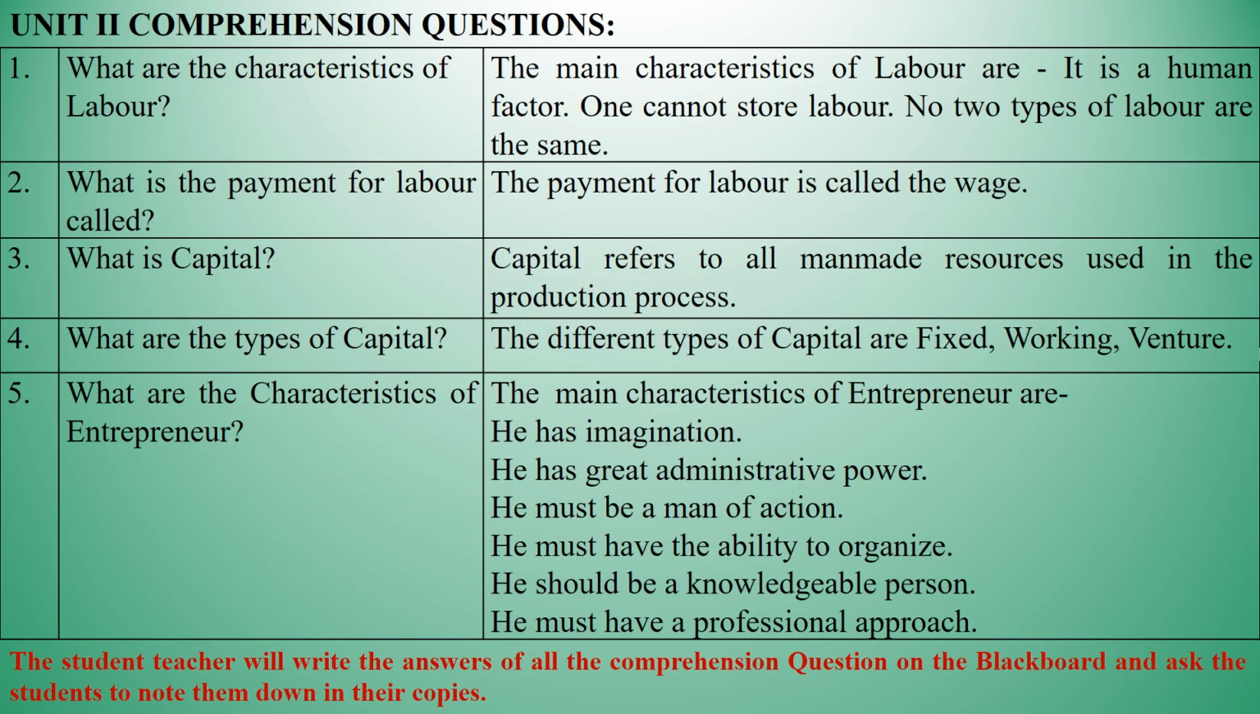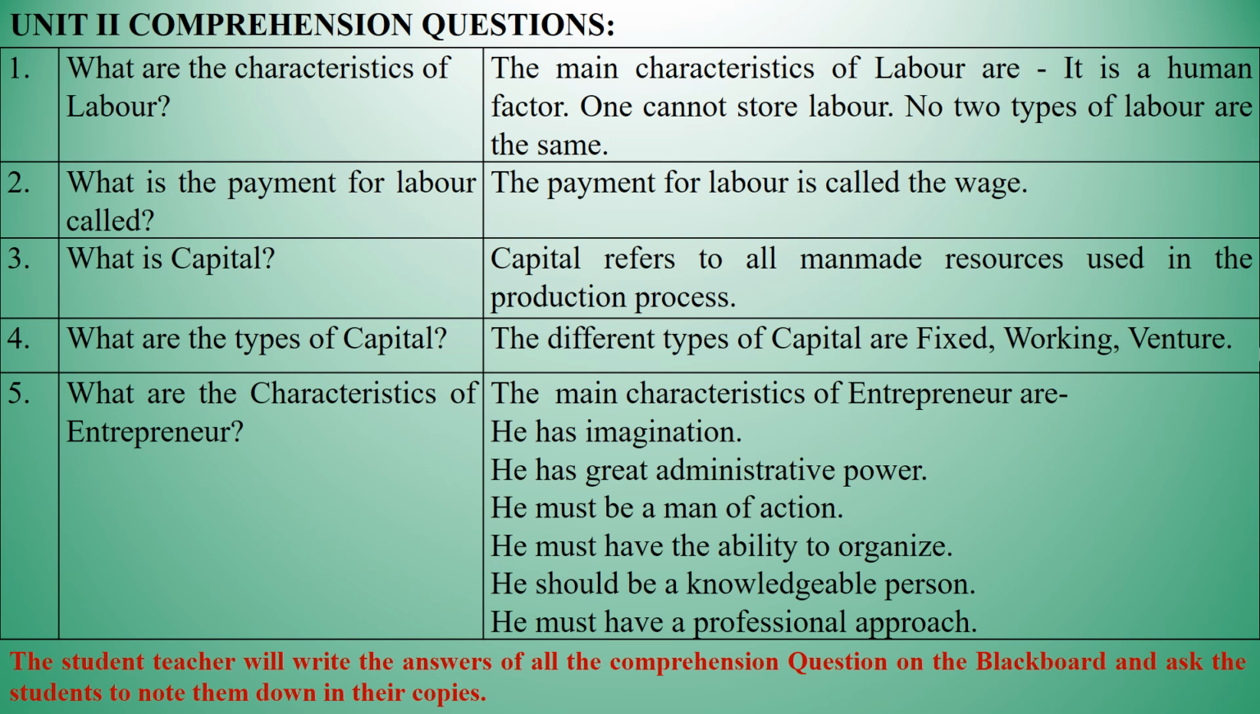Now we come to the comprehensive questions of second unit. The first comprehensive question is, what are the characteristics of labor? The students will answer that the main characteristic of labor are, it is a human factor, one cannot store labor, no two types of labor are same. The teacher will put forward the second comprehensive question, that is, what is the payment of labor called? The answer given by the student will be, the payment for labor is called the wage.